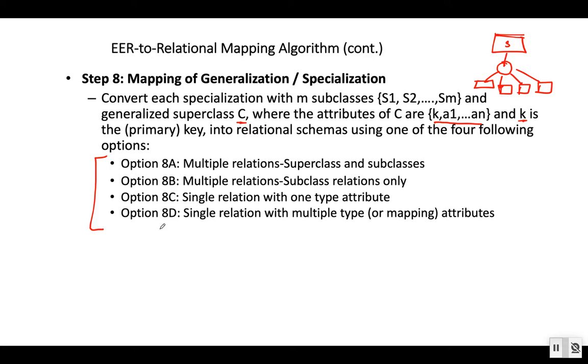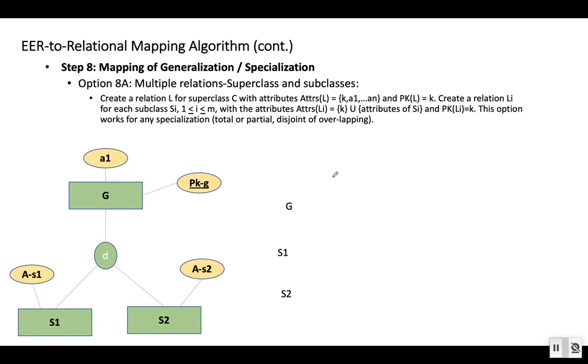So the first option is based on multiple relations, superclass and subclass. In this option what we can do is create a separate relation for both superclass and subclass. So we are going to create relation L for superclass C with attributes, with attributes that include the primary key and all the common attributes. And we are going to create a relation for each of the subclasses.